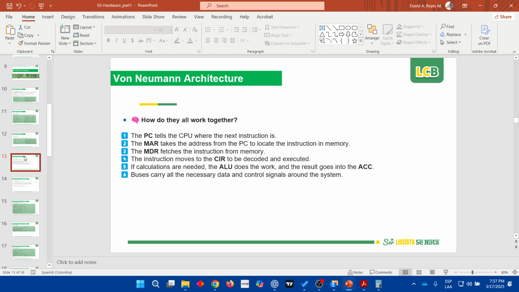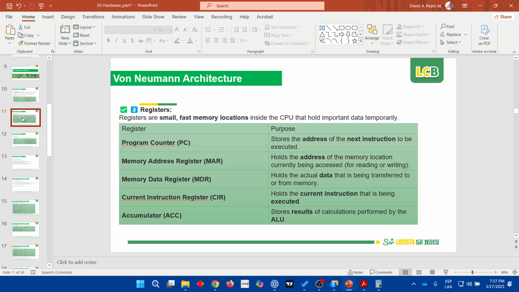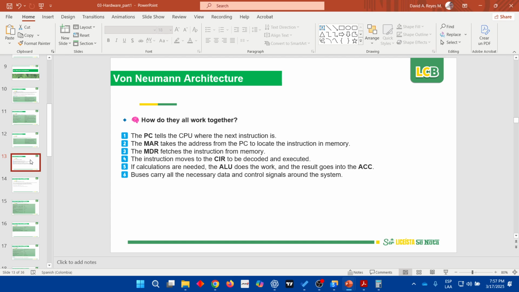Entonces, toman la instrucción del program counter, es decir, del profesor, y les dicen, tienen que ir al CCA. Okay? And remember, all the instructions, all the information is stored in memory. Okay? Then the MDR. Do you remember what is the MDR? No? Memory data register. So the memory data register fetches the instruction from memory. So that means that the instruction is that you are going to multiply 7 times 2. Okay, now the instruction moves to the CIR to be decoded and executed.